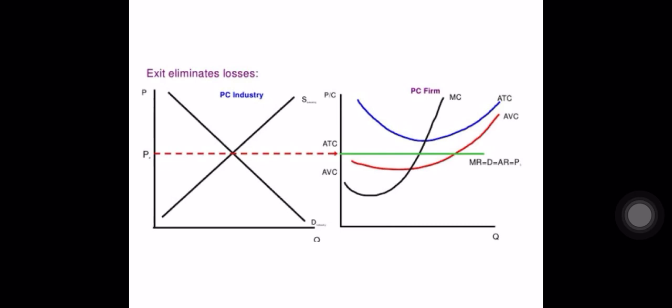Decision here is produce. Pero if AVC and ATC is way above the green line or MR equals DARP, then shut down. Alright? So when do you shut down? When average total cost and average variable cost are above MR equals DARP, shut down. If average variable cost is lower than MR equals DARP and ATC above MR equals DARP, you can still produce. Do not shut down. Okay?